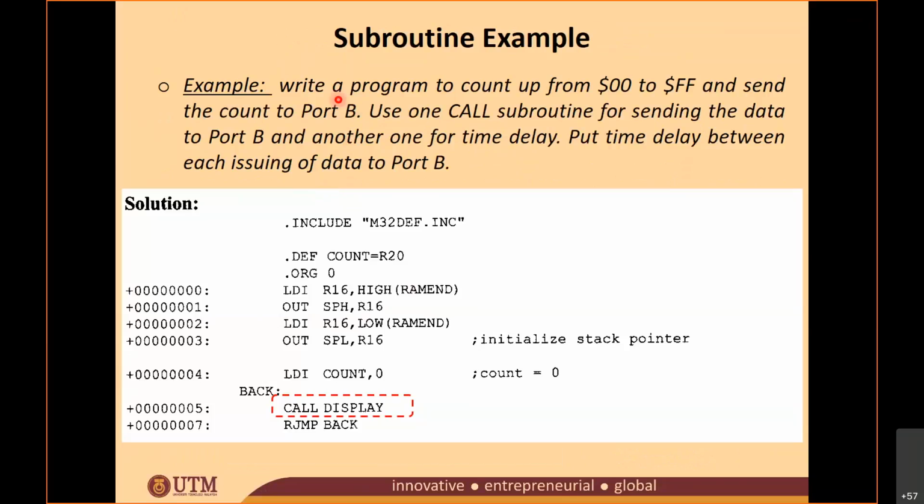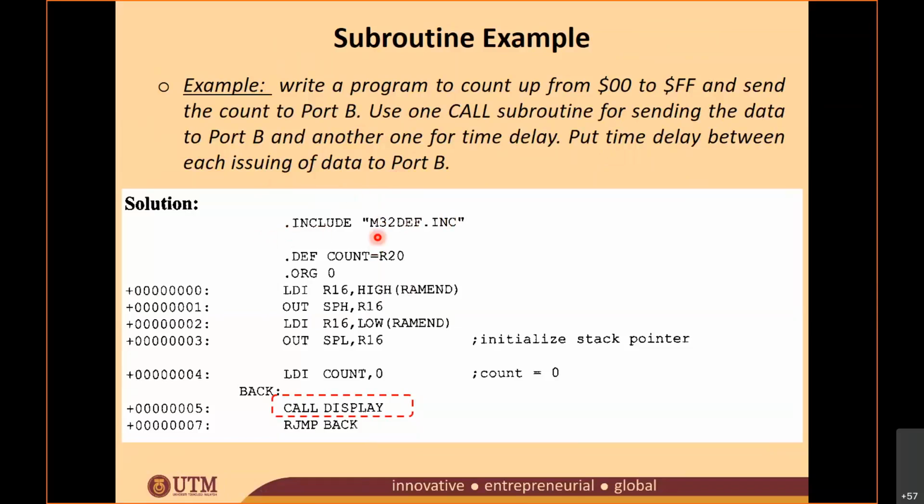Okay, so this example here is used to count up from 00 to FF and then send the count to port B. Use one call subroutine for sending the data to port B and another one for time delay. Put a time delay between each issuing of the data to port B. Okay, so this is your program.